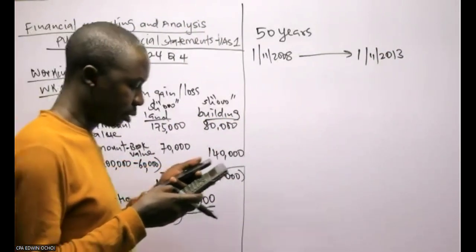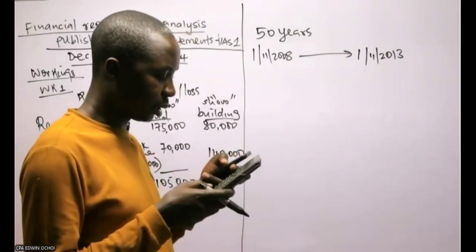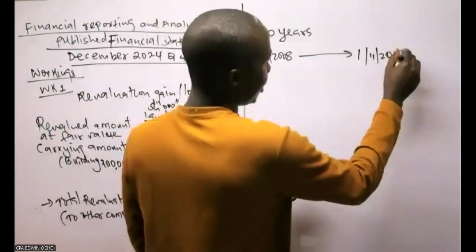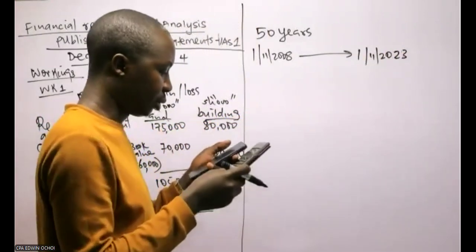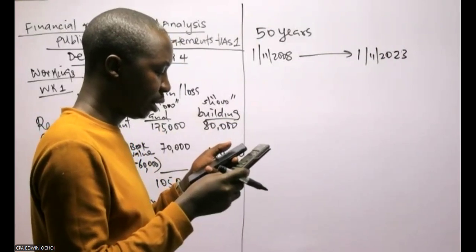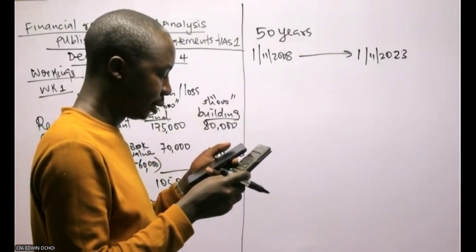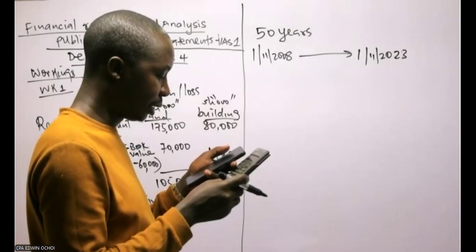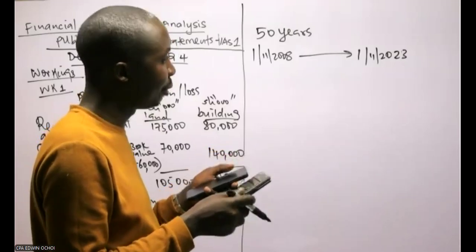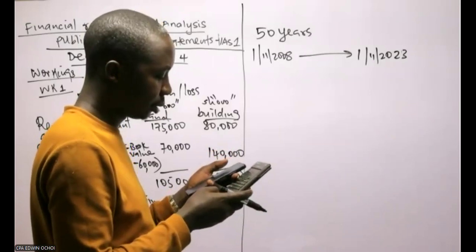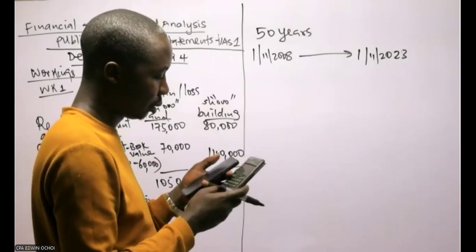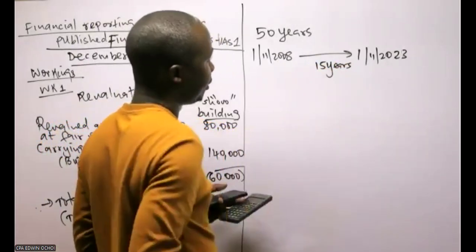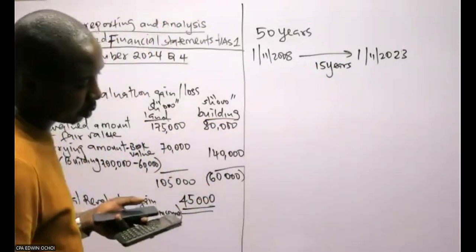So the cost of the land, they say the date is 1st November 2003, not 2013, sorry, 2003. On 1st November 2003, the land and buildings were provisionally valued at 175 and 80. The estimated useful life of the building before revaluation was 50 years. However, the revaluation did not change the useful life of the building. So 2003 minus 28. Those are 15 years.